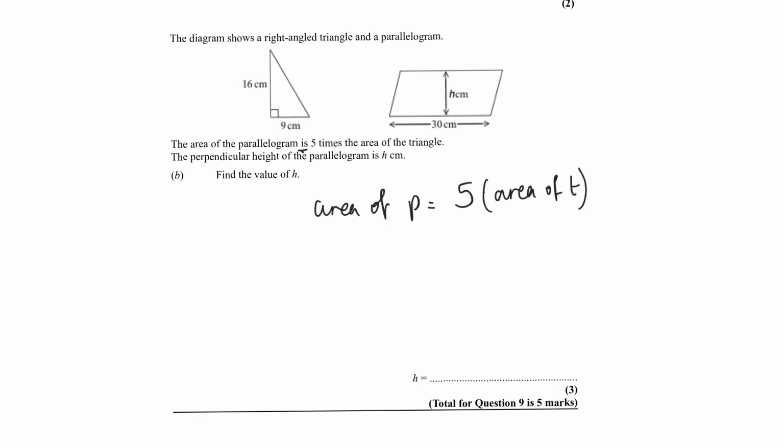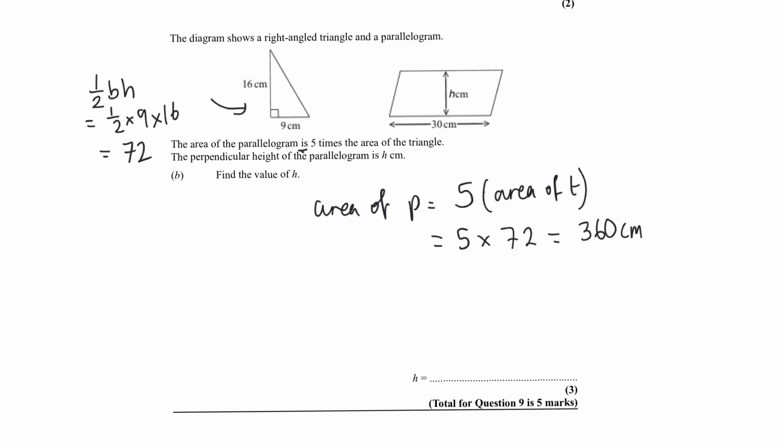So we know the area of a triangle is half base times height for a right angle triangle. Well, for foundation, you don't need to know the half AB times C. So this is the only area of the triangle you need to be aware of. So then that's going to be half times 9 times 16. And putting that all into your calculator would leave you with an answer of 72. So now we know that the area of the parallelogram is 5 times 72. If you put that into your calculator, you should end up with 360 centimeters squared because we're dealing with area. So we know that the area of the parallelogram is 360 centimeters squared.